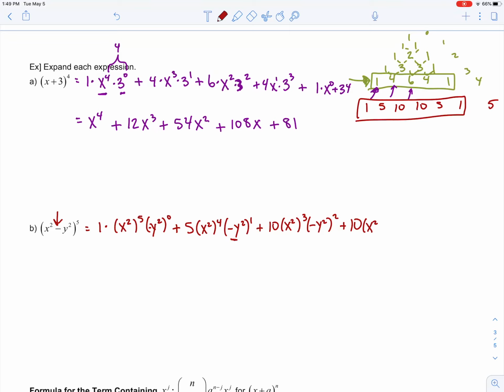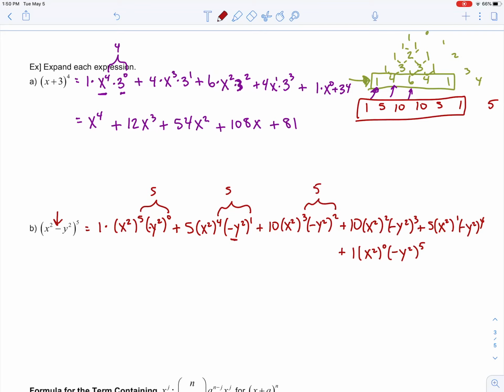plus 10 times x squared squared times negative y squared cubed, plus 5 times x squared to the first times negative y squared to the fourth. I almost fit it. Last one, plus 1 times x squared to the 0 times negative y squared to the fifth power. So notice the same thing as above. The exponents always add up to 5. 5 plus 0 is 5. 4 plus 1 is 5. 3 plus 2 is 5.